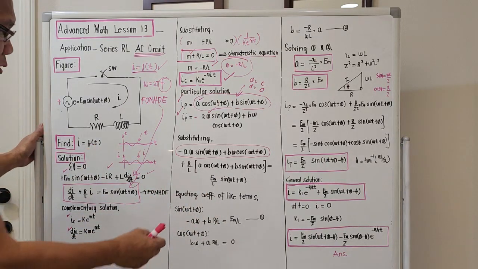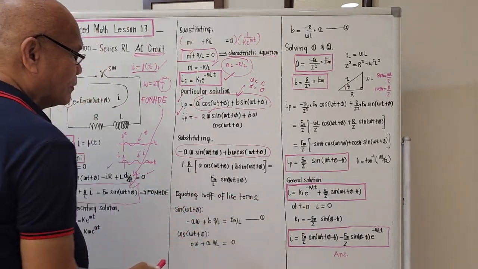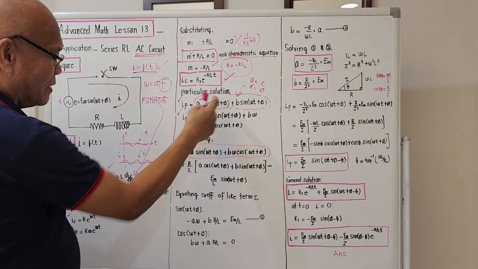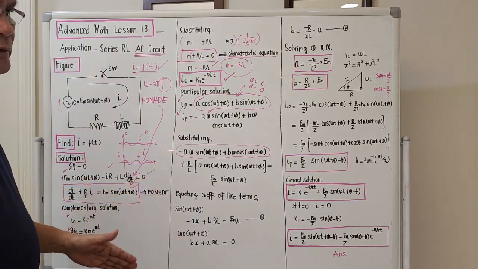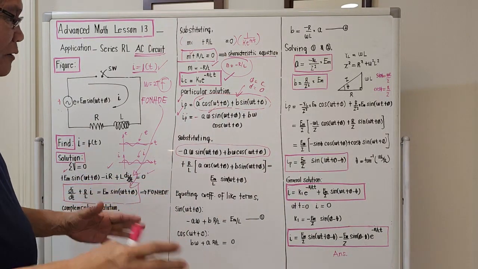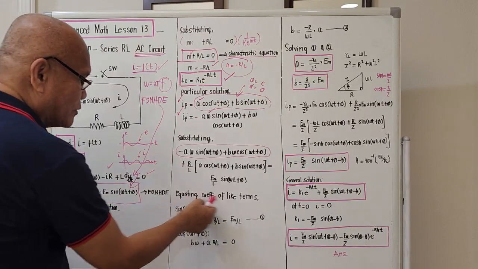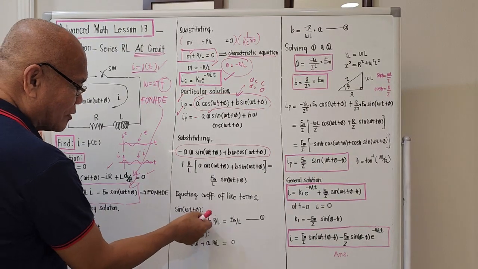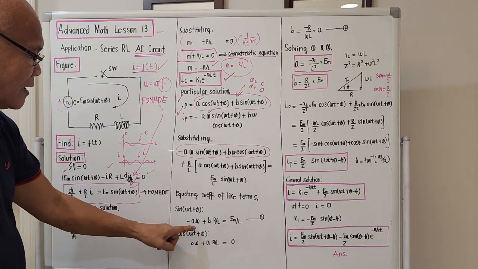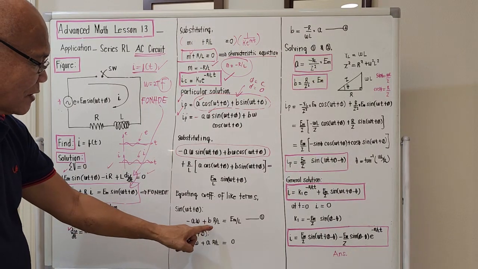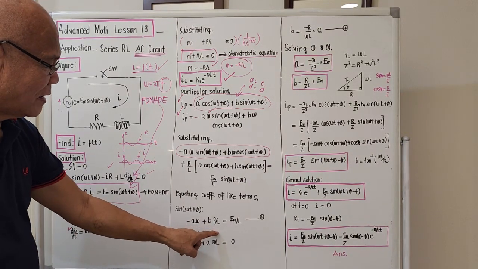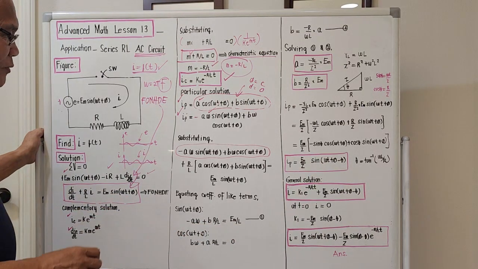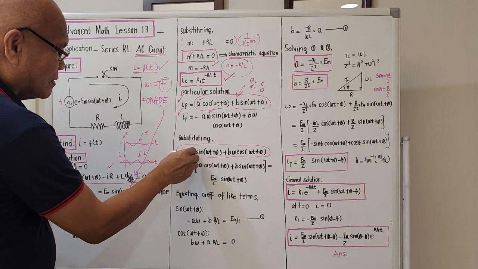Okay, so equating coefficients of like terms, because to compute for the particular solution, we must know the values of A and B. So we will try to formulate equations that involve the values of A and B. Equating coefficients of like terms now. For all the terms that contain sine of the quantity omega t plus theta, the first one will be negative A omega plus B times R over L, and this should be equal to E sub m over L.